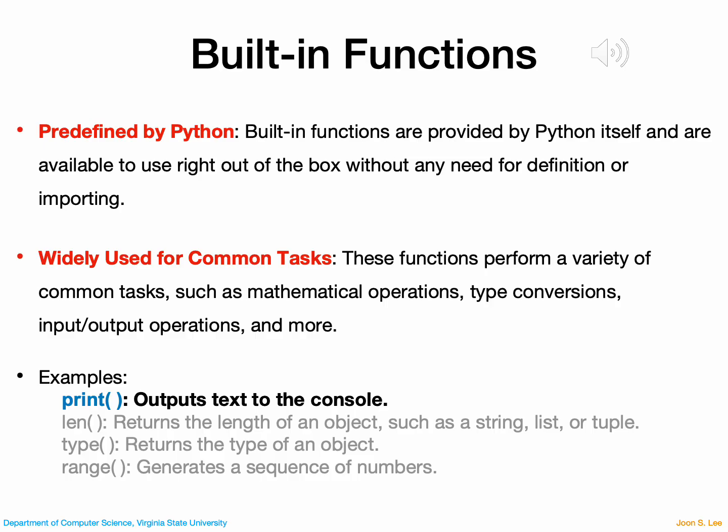Some of the most commonly used built-in functions are print, which shows text or results on the screen. Len tells you the length of something, like how many characters are in a string or how many items are in a list. Type tells you what kind of object you're working with, and range generates a sequence of numbers that you can use in loops or calculations. These functions are part of what makes Python so beginner-friendly. You can accomplish a lot right away without writing everything from scratch.